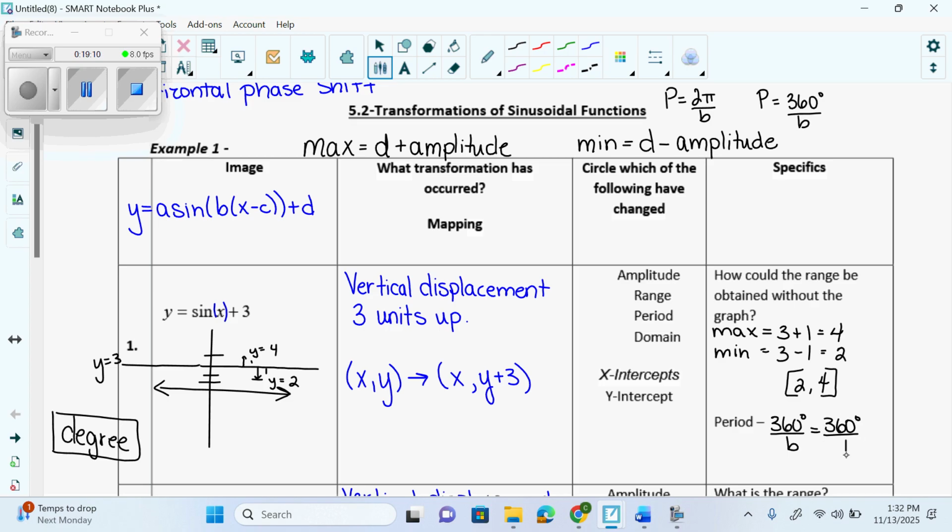It's a 1. Remember, if you don't know where they exist, you can go look on your formula sheet. B is always found between the sine and the x, or the cosine and the x. So between the sine and the x, it's just a 1 if there's nothing. Okay? So there is no horizontal stretch. So if there's no horizontal stretch, my period will be 360 or 2 pi. Because that means it didn't change, right?